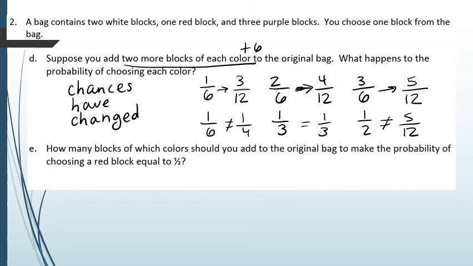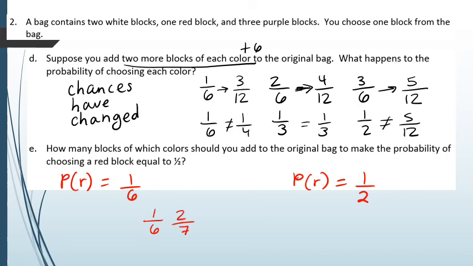How many blocks of which colors should you add to the original bag to make the probability of choosing a red block equal to 1/2? Well, currently the red block chances are 1 in 6. Right, so P(red) is 1 in 6, and we want to turn P(red) into 1 in 2. So you had a problem like this in class today as well, and we talked about how you can add another red block, for example, and then you'd have 2 red blocks, but you'd have 7 blocks total.